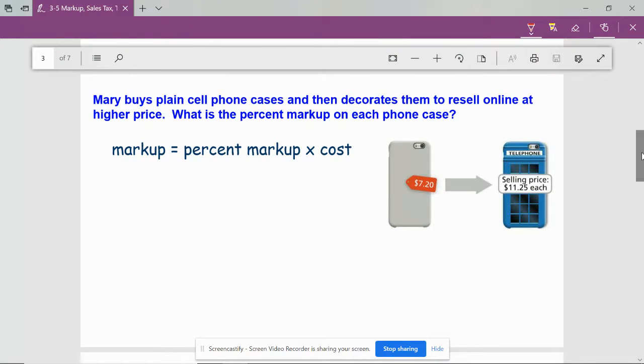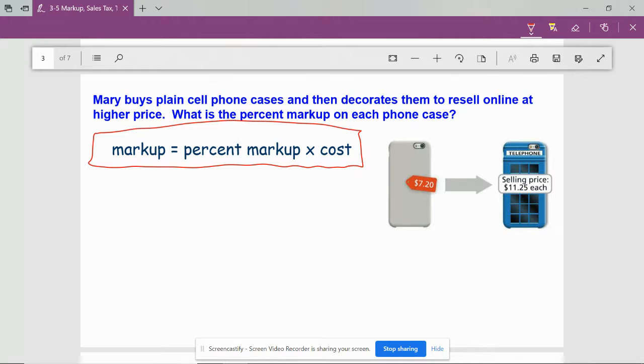So if you look, this is our equation right here. Our first major problem is that Mary buys plain cell phone cases and then decorates them to resell online at a higher price. What is the percent markup on each phone case? So we see in the picture to the right what we're buying this phone case for. We're buying it for $7.20. We're going to sell it for $11.25 each.